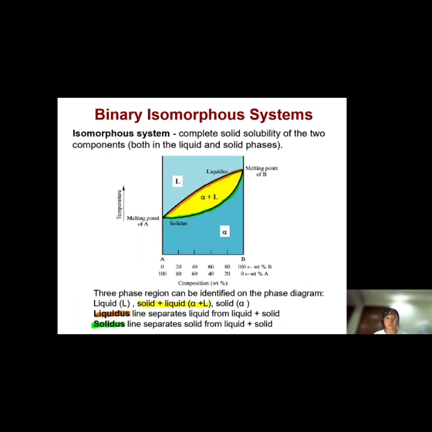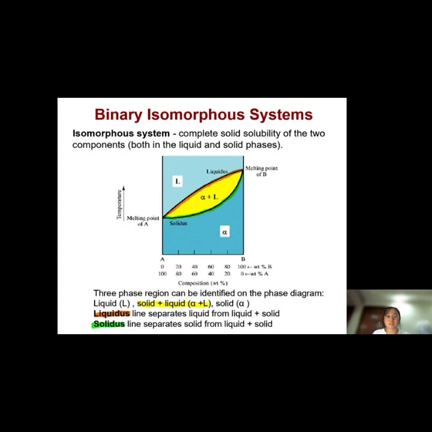Introducing the binary isomorphous system, in which the term binary refers to the presence of two components in the system. And isomorphous refers to when two components, in both liquid and solid phases, can undergo complete solubility and dissolve. From this phase diagram, we can see there are two single-phase regions present, liquid denoted by L and solid denoted by alpha. And the two-phase region, highlighted in yellow, is solid plus liquid, denoted by alpha plus L.